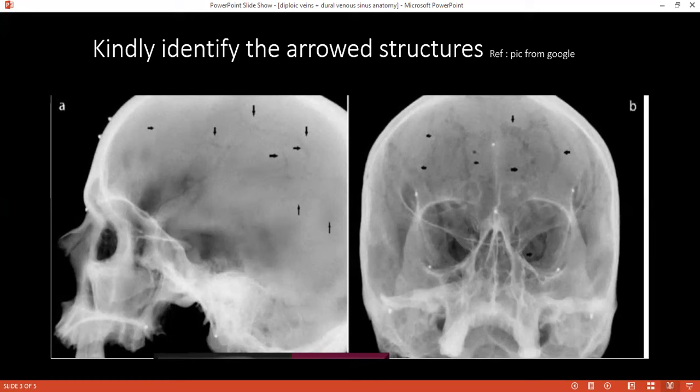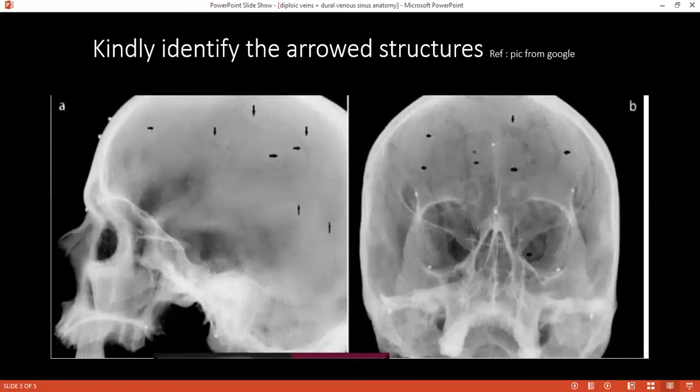Diploic veins arise in the skull bone and drain in the diploic space of the skull, and drain into the venous sinuses. How many types of major diploic veins are there, or can there be? We have emissary veins and diploic veins, right?